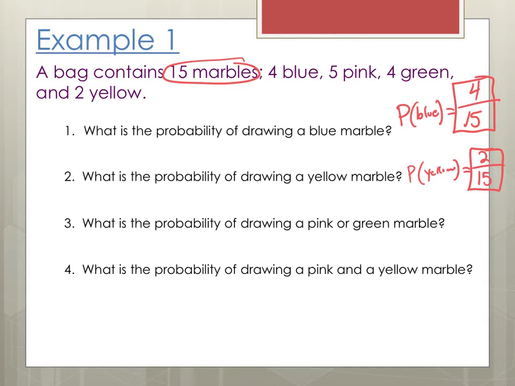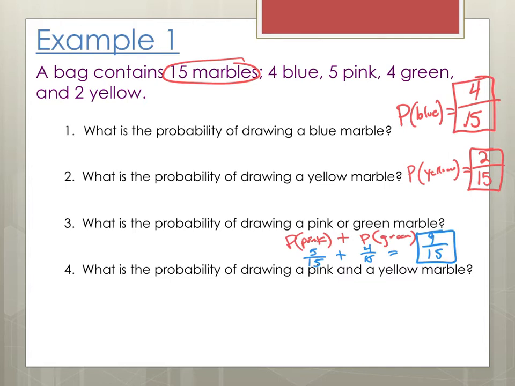Third one, what is the probability of drawing a pink or a green? Well, if you see the word or, that means we add the probabilities together. So we're taking the probability of pink plus the probability of green. There are 5 pink out of 15 total, so we have a 5 out of 15 chance for pink. Plus, for green, we have a 4 out of 15 chance. Notice the denominators are the same, so we can add these fractions together. Together we get 4 plus 5 out of 15, which is a 9 out of 15 chance.